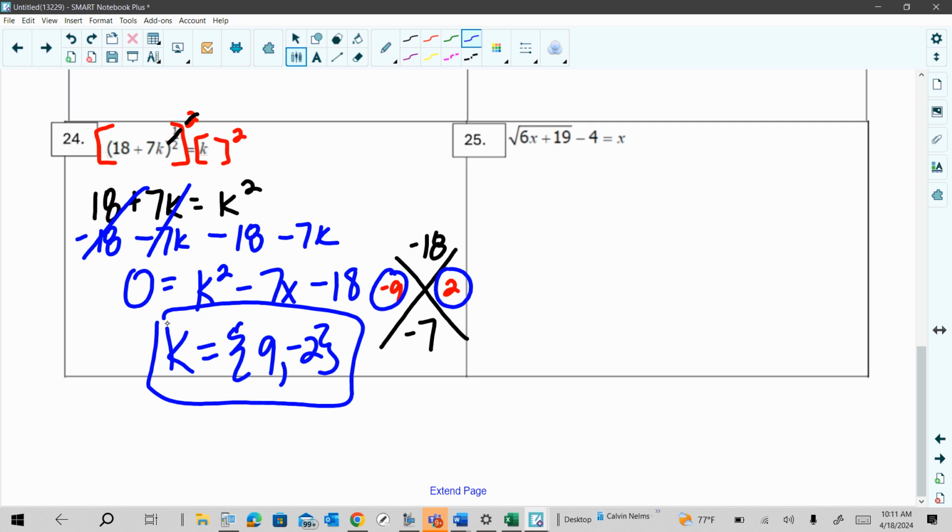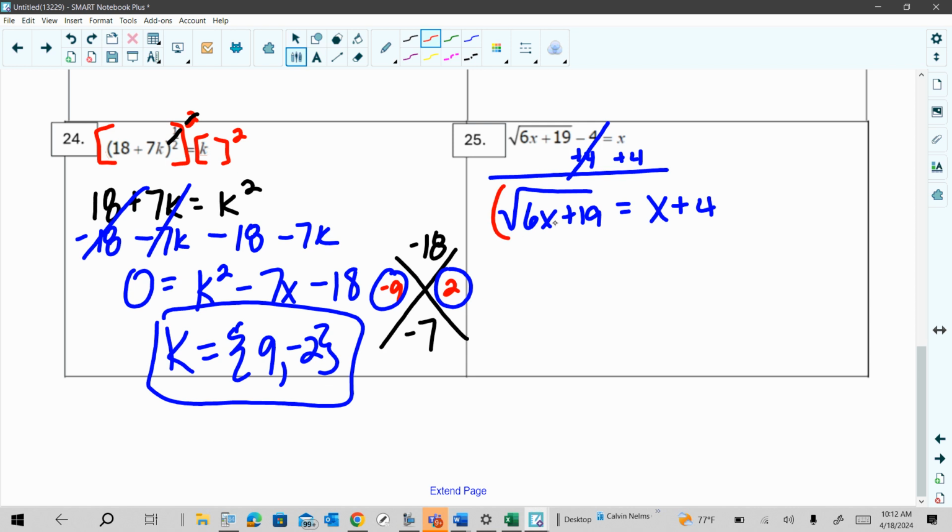You still want to isolate the variable, the square root. So number 25 will require you to add 4 first to get the radical by itself. So we have the square root of 6x plus 19 equals x plus 4. This is the one when we get rid of the radical by squaring it, you're going to have to use FOIL.